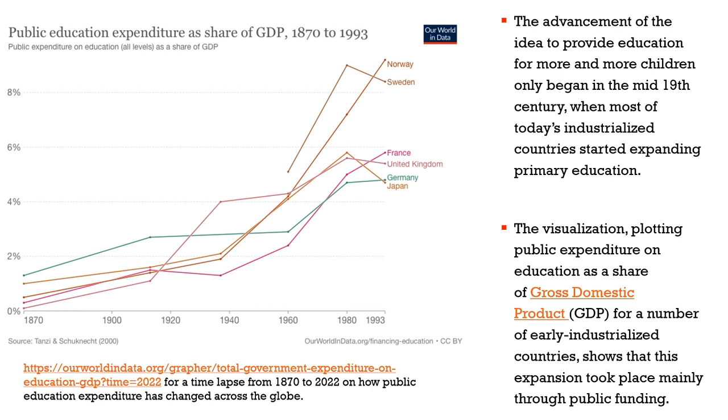I have provided the source of this information from Our World in Data, and if you visit the link that I have mentioned on this slide, you can actually see a time lapse figure from 1870 to 2022 on how public education expenditure has changed in different countries across the globe. So, the important point in this figure is that it is only in the middle of the 19th century that expansion of education at a large scale started taking place. But most importantly, when expansion of schooling started taking place, it happened mostly through public expenditure on education, or the public expenditure share in GDP was very high in the currently industrialized countries of the world.